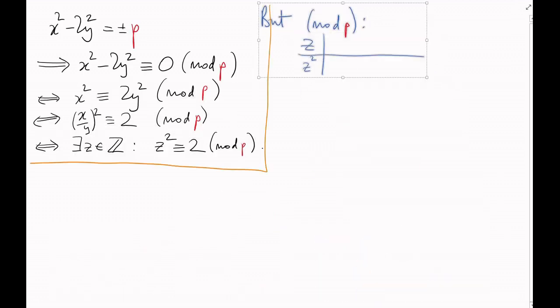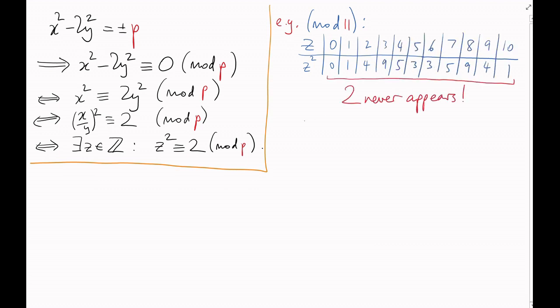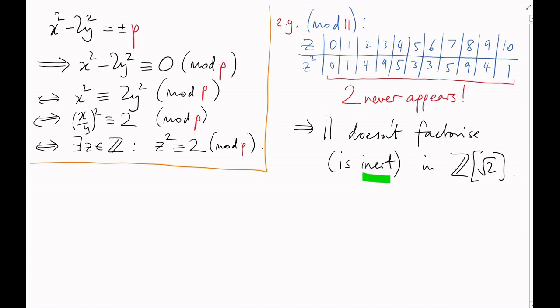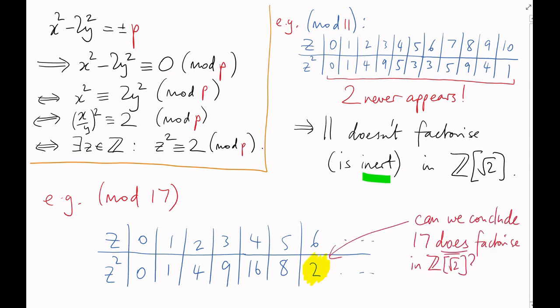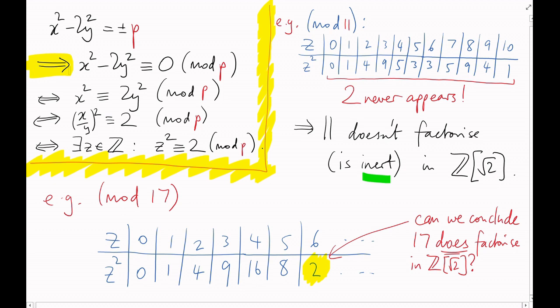So for example, if we write out the squares modulo 11, we find that 2 isn't there, then we can conclude that 11 doesn't factorize in Z adjoin root 2. But if we write out the squares modulo 17 and we find that 2 is there, can we conclude that 17 does factorize in Z adjoin root 2? In other words, is this argument reversible? Surprisingly, yes it is.